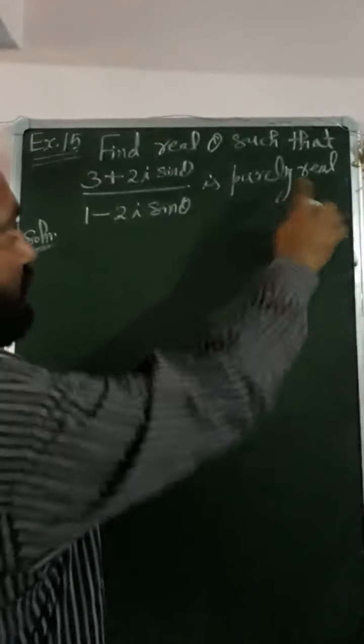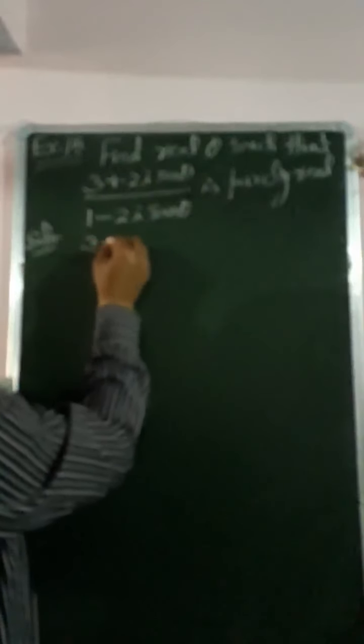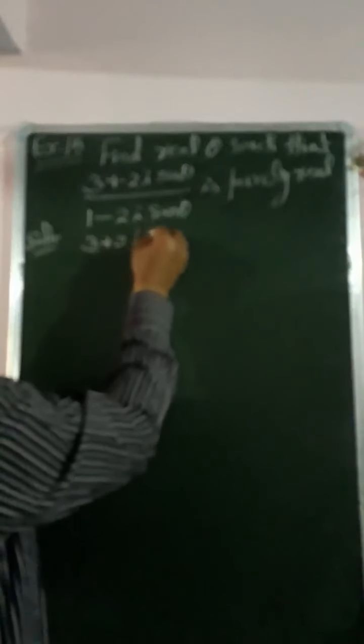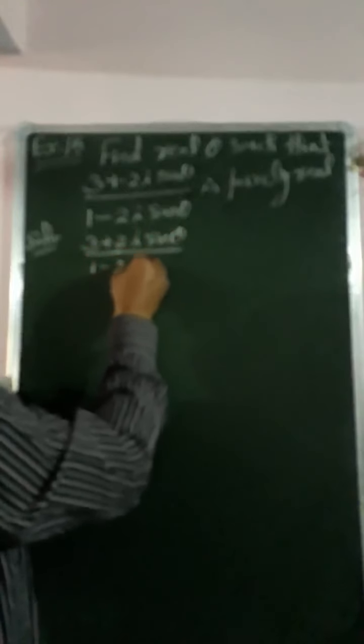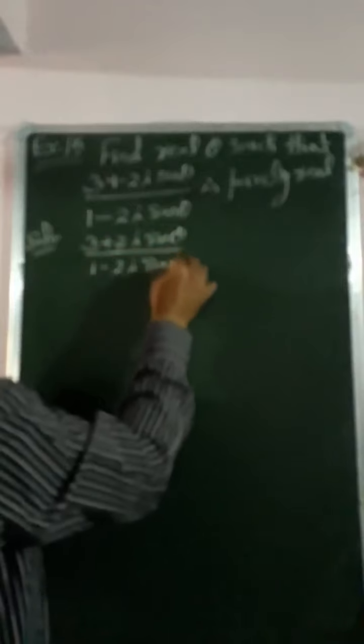Example number 15. Find the real theta such that (3 + 2i sin theta) / (1 - 2i sin theta) is purely real. Right? Now, how to find? Firstly, you have to simplify this. So, we have to write (3 + 2i sin theta) / (1 - 2i sin theta).